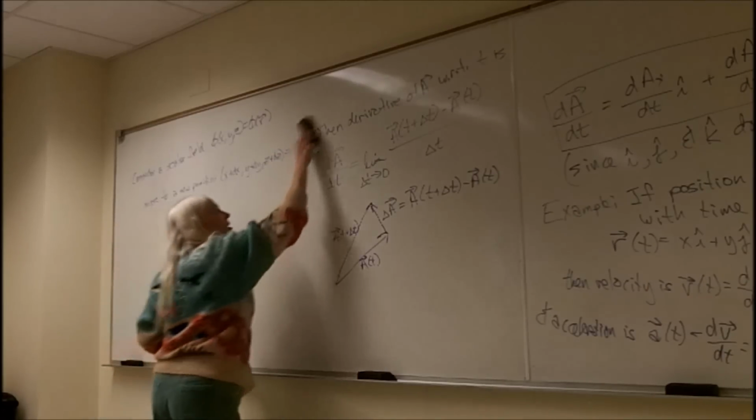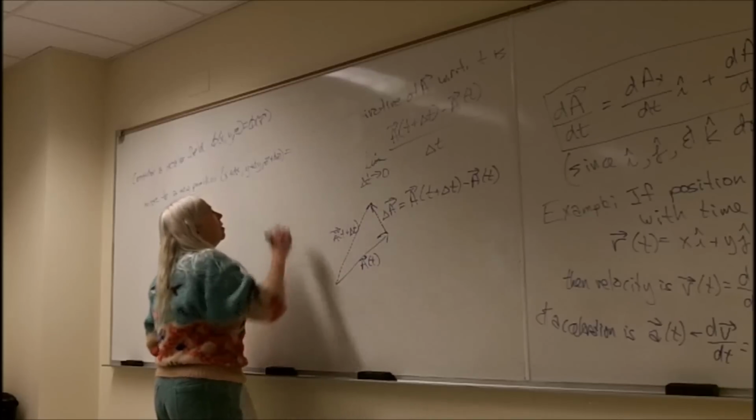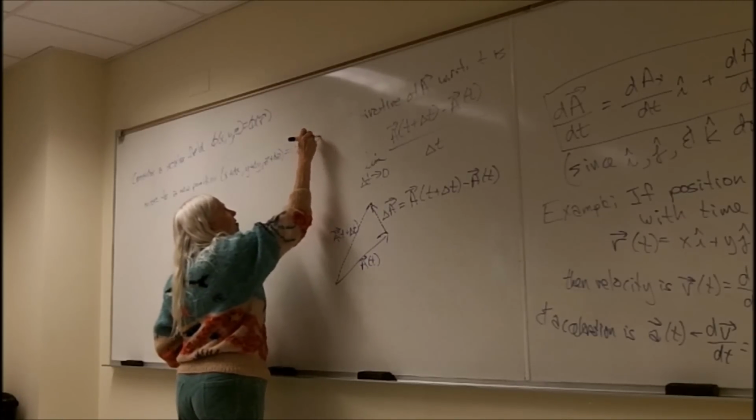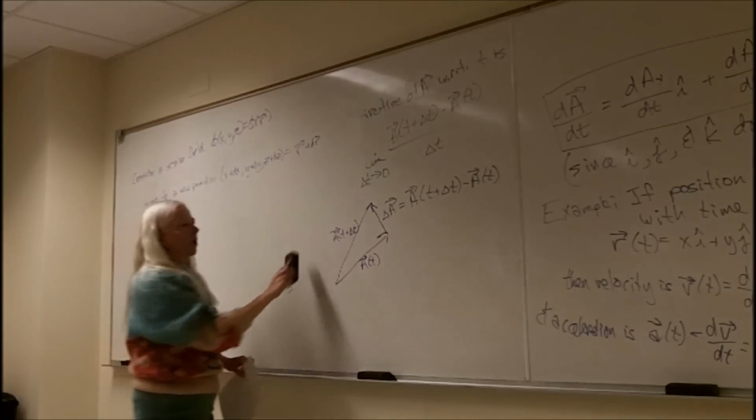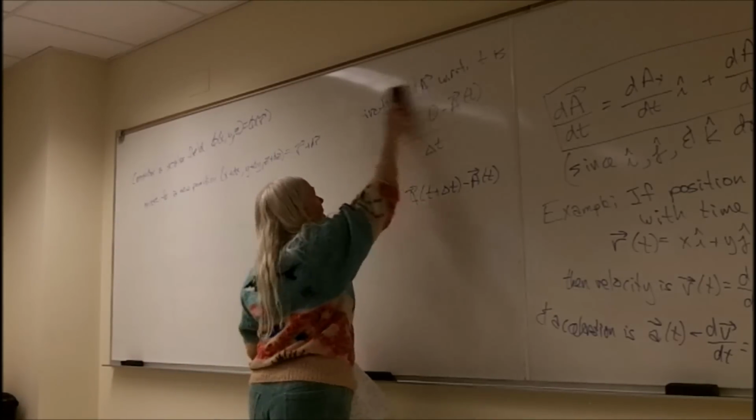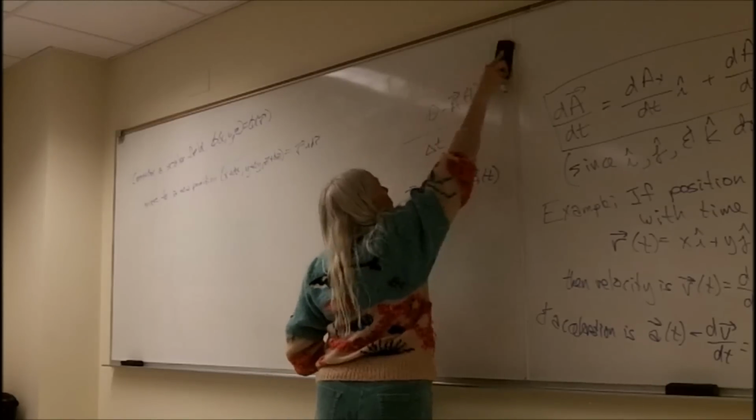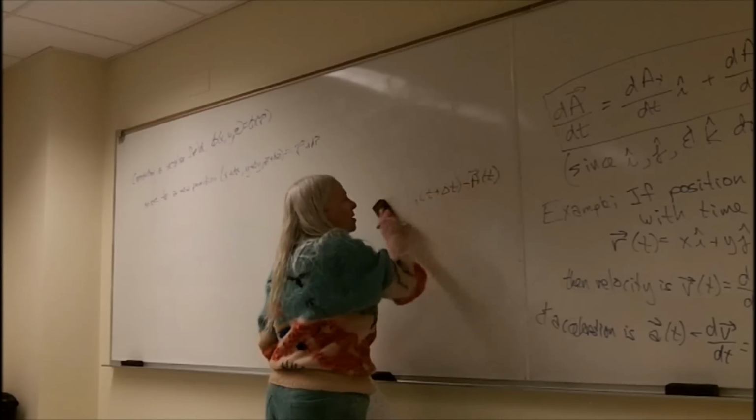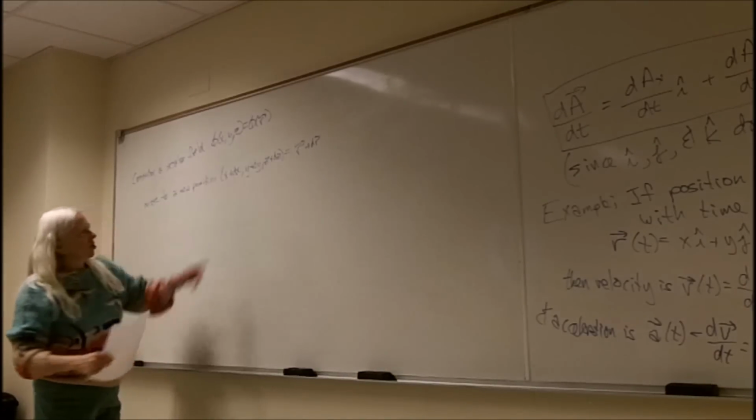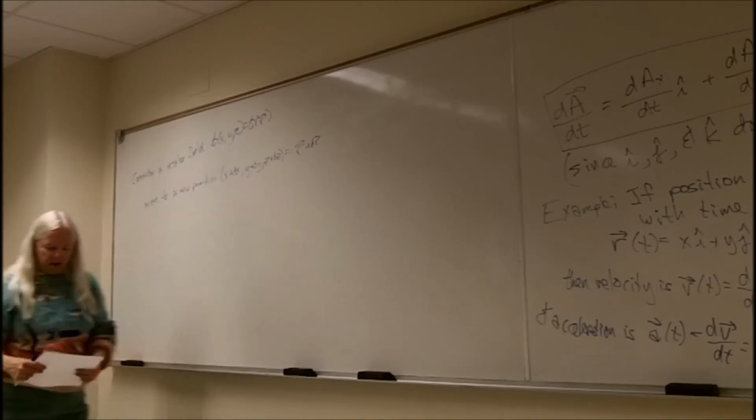Or in other words, we could say that our new position is r plus dr. Our original r had coordinates x, y, z. We add an amount dr, an infinitesimal displacement vector. dr has coordinates dx, dy, and dz. So our new position has these coordinates right here.